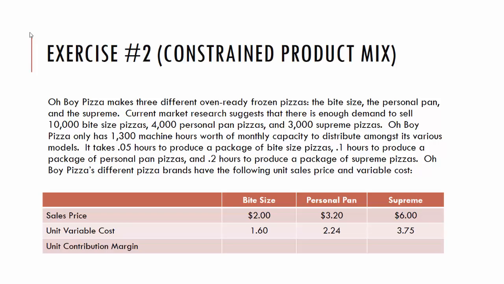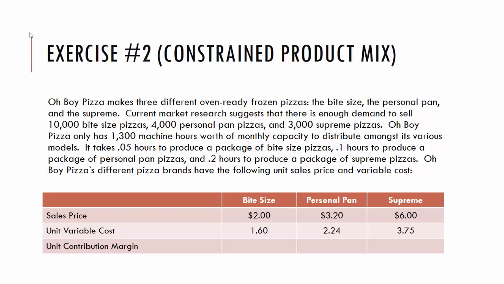They're also constrained by how much they can make. It takes machine hours to produce these pizzas. They're frozen pizzas, so they're probably pretty manufactured. They only have 1,300 machine hours for the month. That's all of the time that they have based on the quantity of machines they have and skillful people that know how to operate those machines. It takes 0.05 hours to produce a package of bite-sized pizzas. It takes 0.1 hours to produce a package of Personal Pan pizzas, and it takes 0.2 hours to produce a package of Supreme pizzas. So what do we make first?